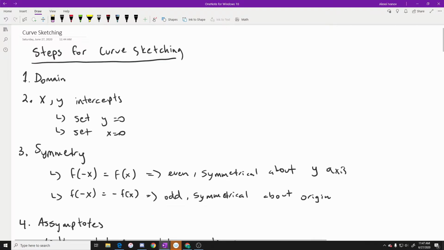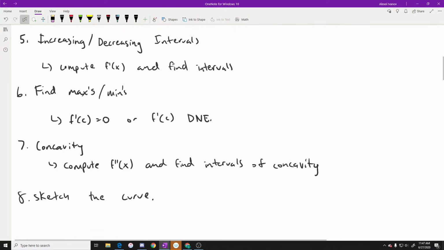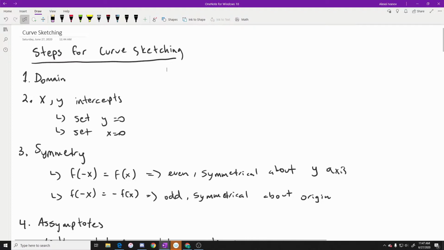So here they are. I've written out 8 total steps, and we're going to go through each of them. Firstly, we're going to find the domain of the function, and we can do so by checking if the function is continuous at certain points. As we'll see in the example, there are times when the function has a limited domain. If we have a function like a square root, or a 1 over x function, then we'll have some sort of asymptotes. But first we're going to start by checking the domain.